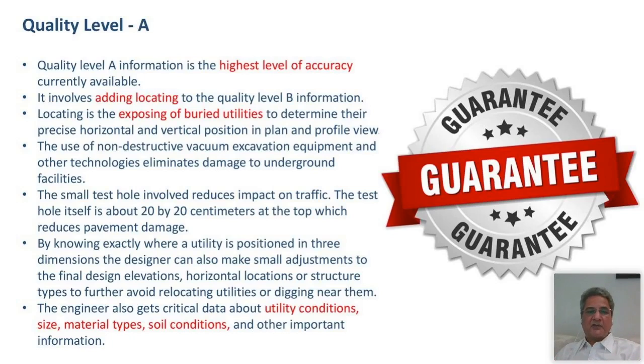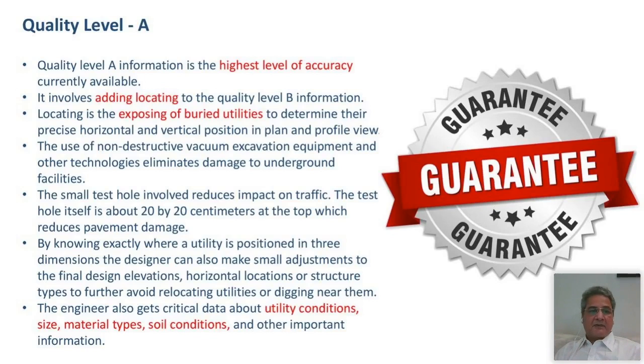So locating is exposing of buried utilities to determine their precise horizontal and vertical position in plan and profile view. Now, what's the big difference between locating here and trenching? Generally, people talk about blind trenching, where you just open up a road. It's not the case in quality level A. Here you have already designated a particular utility and then just open up a small hole of maybe 20 centimeters, do a vacuum excavation and actually do it.